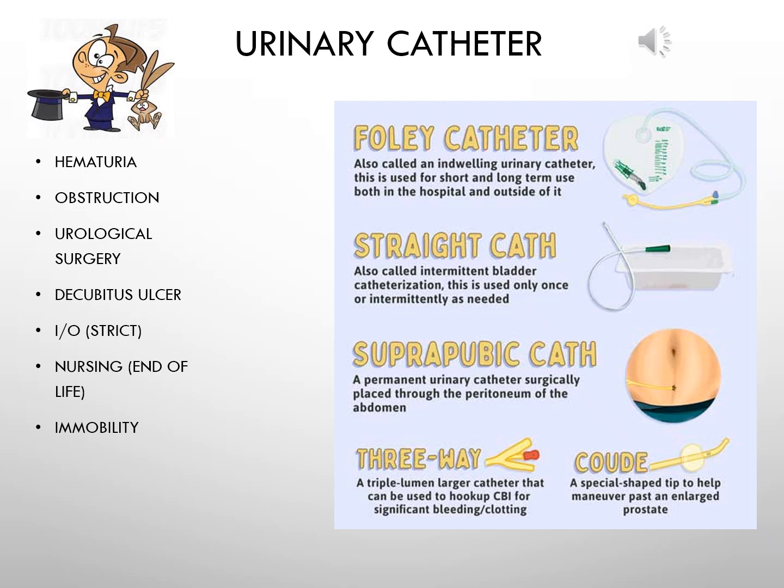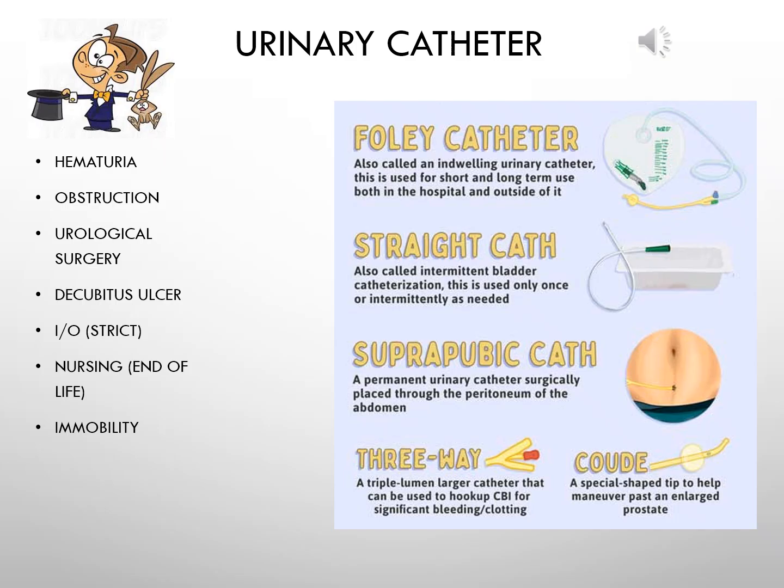Then we have a three-way catheter. This is used for continuous bladder irrigation for patients with significant bleeding or clotting. Urine can exit through one port, and fluid can be put in that other port to help irrigate the bladder. A Coude catheter in the bottom right has a little crick at the end of it that helps go past an enlarged prostate, and so those are for patients with some BPH issues.